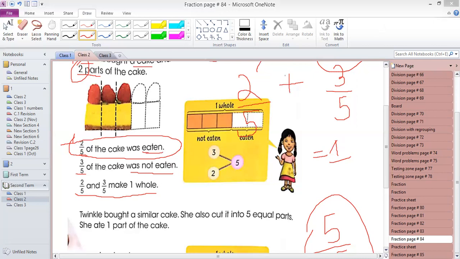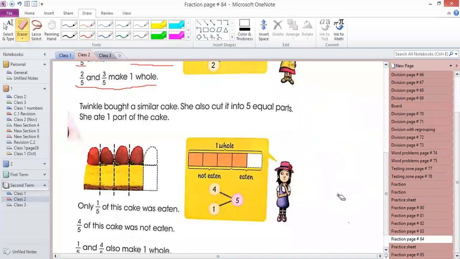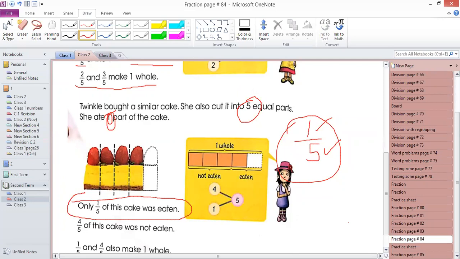Okay, let's take one more example. Twinkle bought a similar cake, and that is also cut into 5 equal parts. But Twinkle ate only one part. So how much cake did she eat? She ate only 1/5 of the cake. Why 1/5? Because there were a total of 5 parts, and out of 5 she ate only 1. So only 1/5 of the cake is eaten.